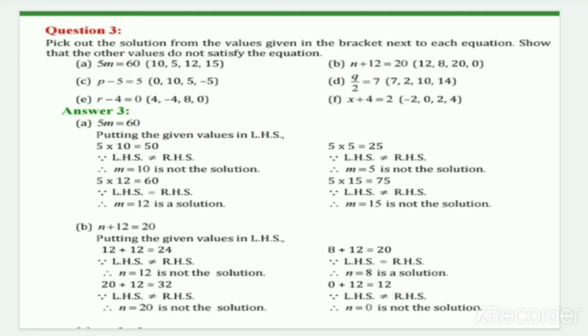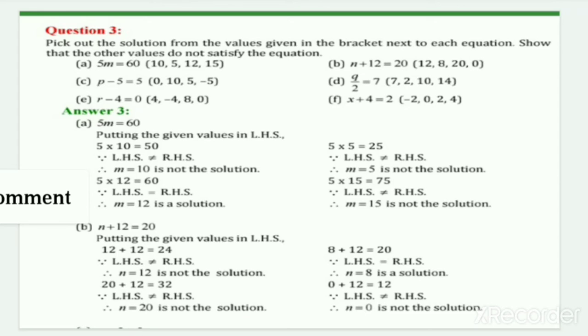If we put m is equal to 10, then 5 multiplied by 10 is 50, and it is not equal to 60. It is written wrong here. So the left hand side is not equal to the right hand side, so m is equal to 10 is not the solution. Now we will put m is equal to 5. So 5 multiplied by 5 is 25, not equal to 60. So m is equal to 5 is not the solution. It is some misprint here.